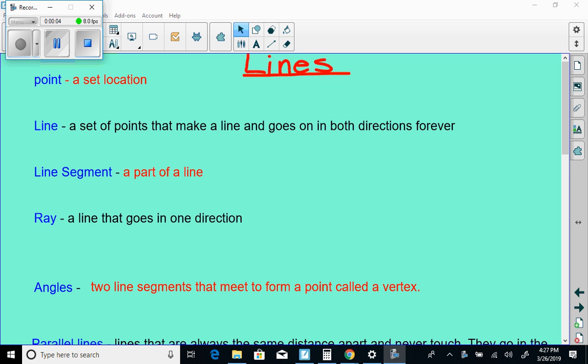This video is about lines. There are a lot of terms for lines, and so we're going to look at different types of lines. So the first one isn't really a line, it's called a point.